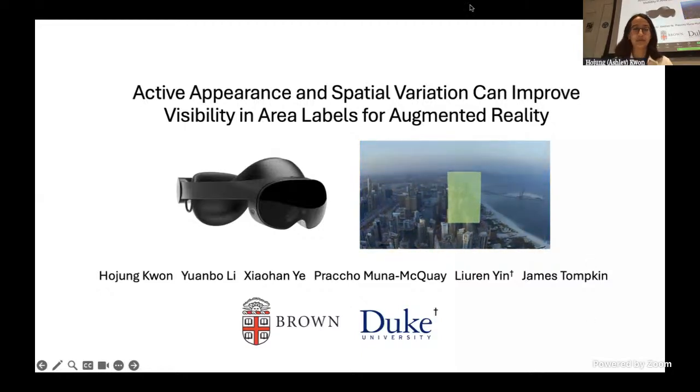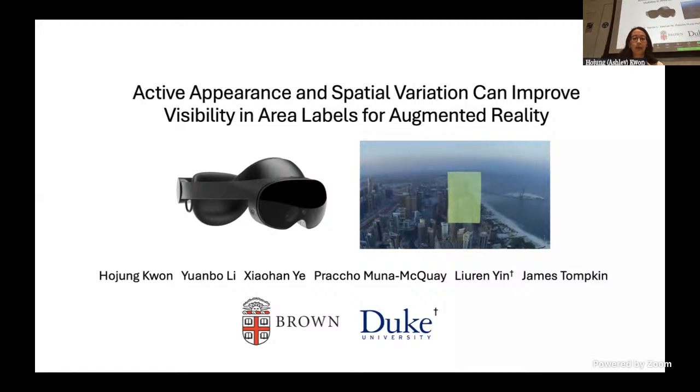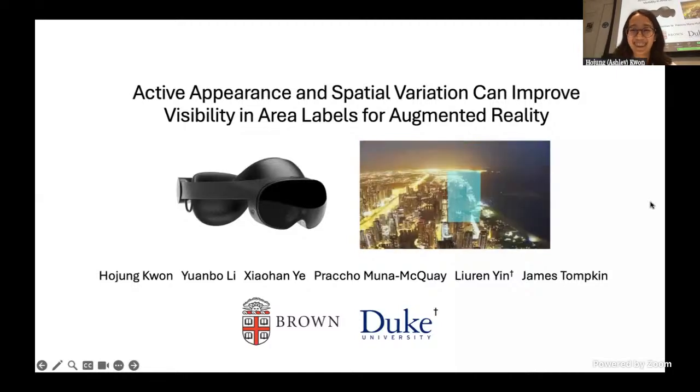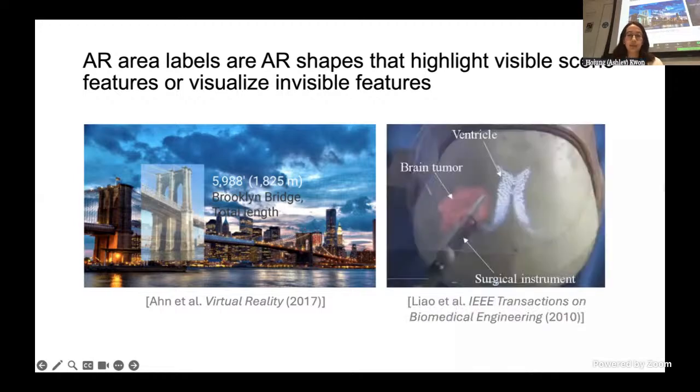Hi everyone. Today I'm going to talk about how we can use AR labels so they can cope with dynamic real-world environments. And I also have a live audience here at Boston VIS. So AR area labels are AR overlays on an environment. These labels can highlight visible features, such as on the left, showing the Brooklyn Bridge by Anne and colleagues. And these labels can also visualize invisible features, such as on the right, where Liao and colleagues show the location of a brain tumor on a patient's head.